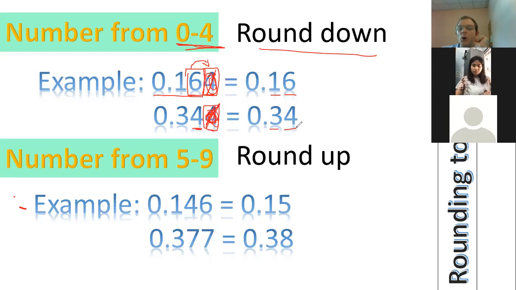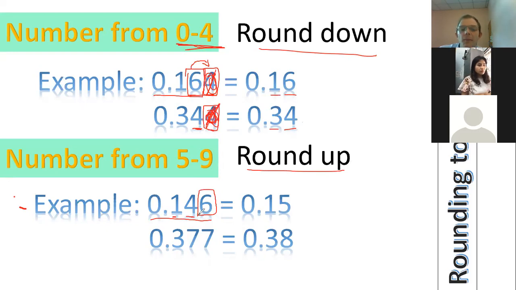If we look at when we want to round up, the rule is between 5 and 9, we round up. So look at the one at the bottom here. Round to the nearest hundredth. So we look at the second number. We need 2 decimal places. 1, 2. So this number.